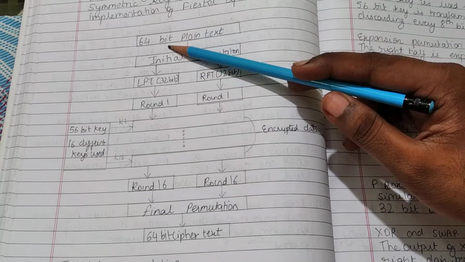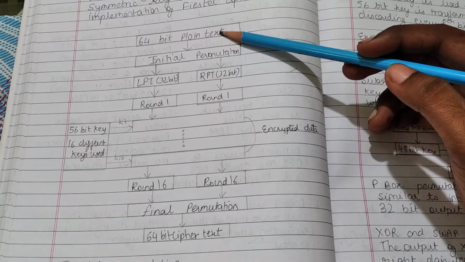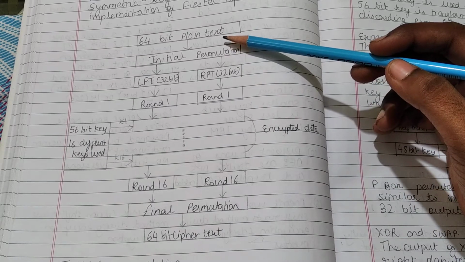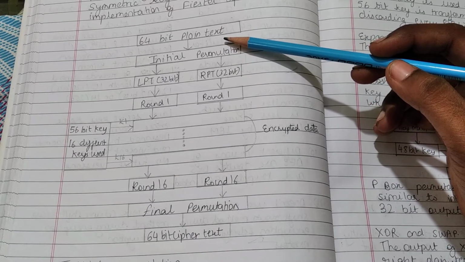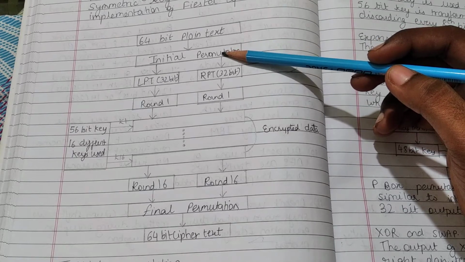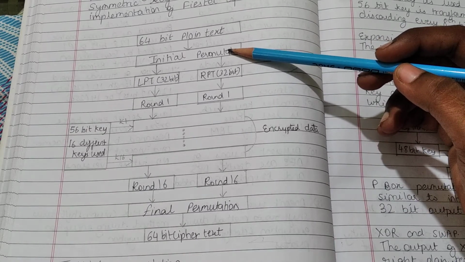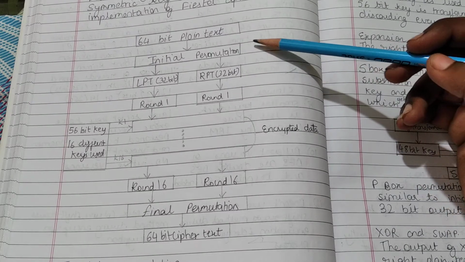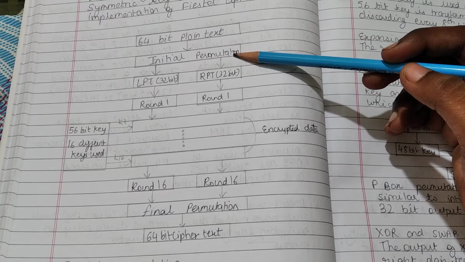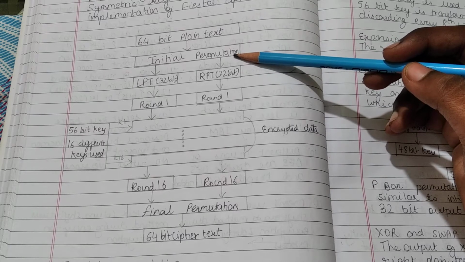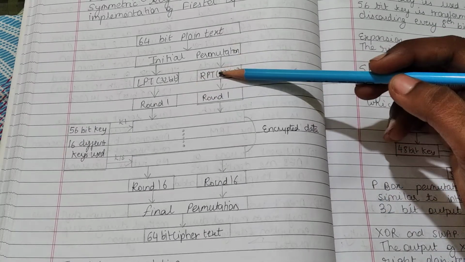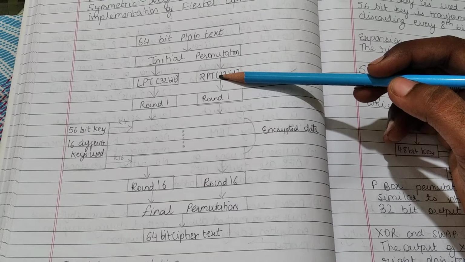So a 64-bit plain text is first taken. So the principle of DES is very simple. It starts with dividing the plain text message into blocks of size 64-bit each with its initial permutation. After the initial permutation on the 64-bit block, the block is then divided into two halves of 32-bit called the left plain text and the right plain text, each of 32-bit.